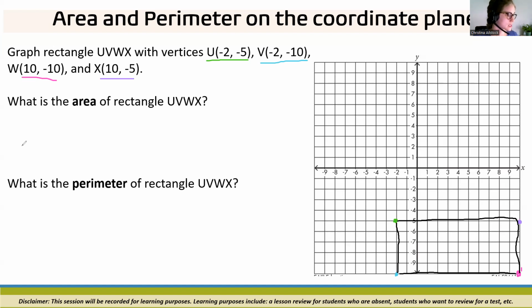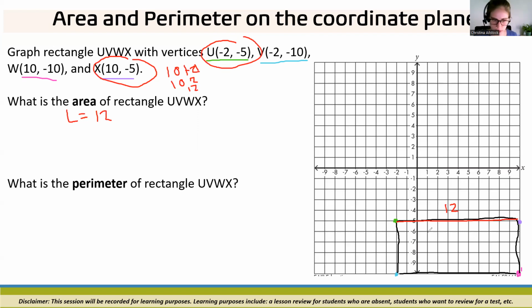So let's just find the distance so we can identify our length and our width. So right here, it looks like we're going 1, 2, 3, 4, 5, 6, 7, 8, 9, 10, 11, 12. So we have a length of 12. I'm going to double check that to make sure I didn't miscount. So if we look at our green and our purple points, these are the ones that I chose. So U and X. We have 10 and -2. We take the absolute value of that, giving us 10 and +2, which would be 12. Perfect. My length is correct.